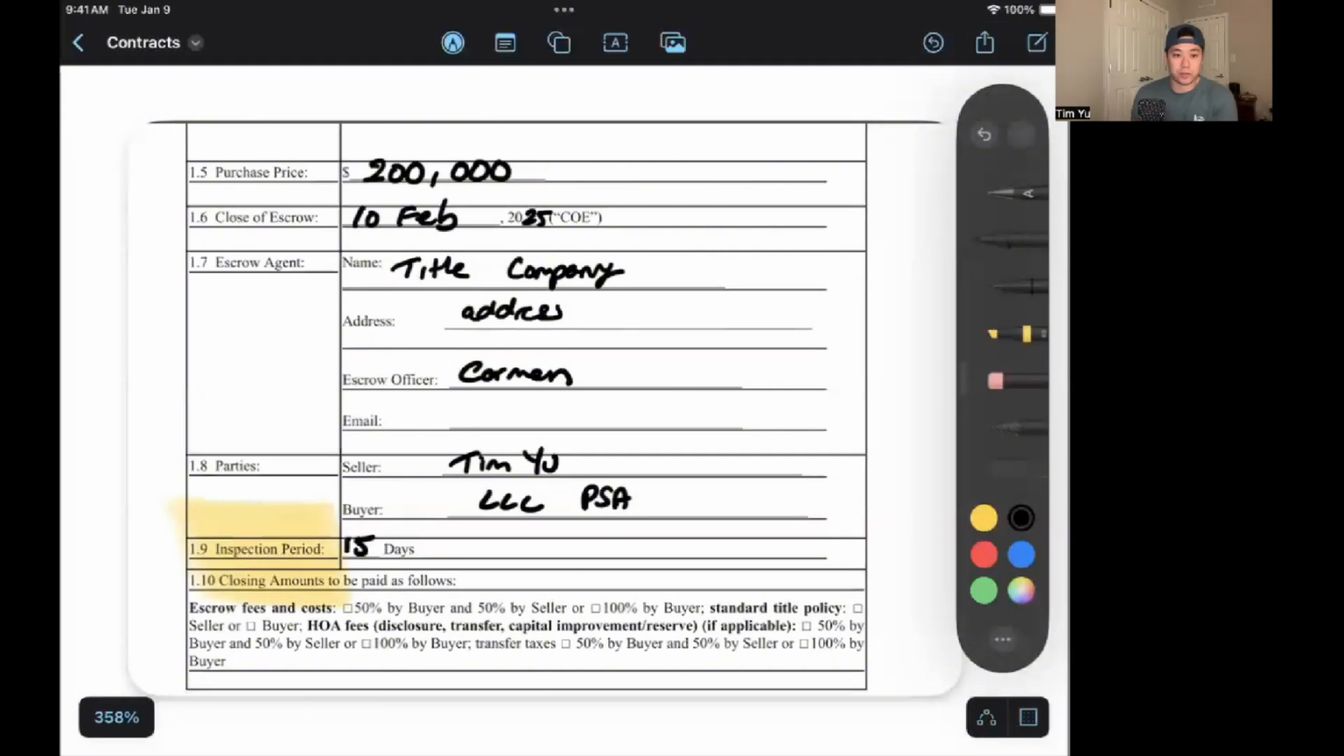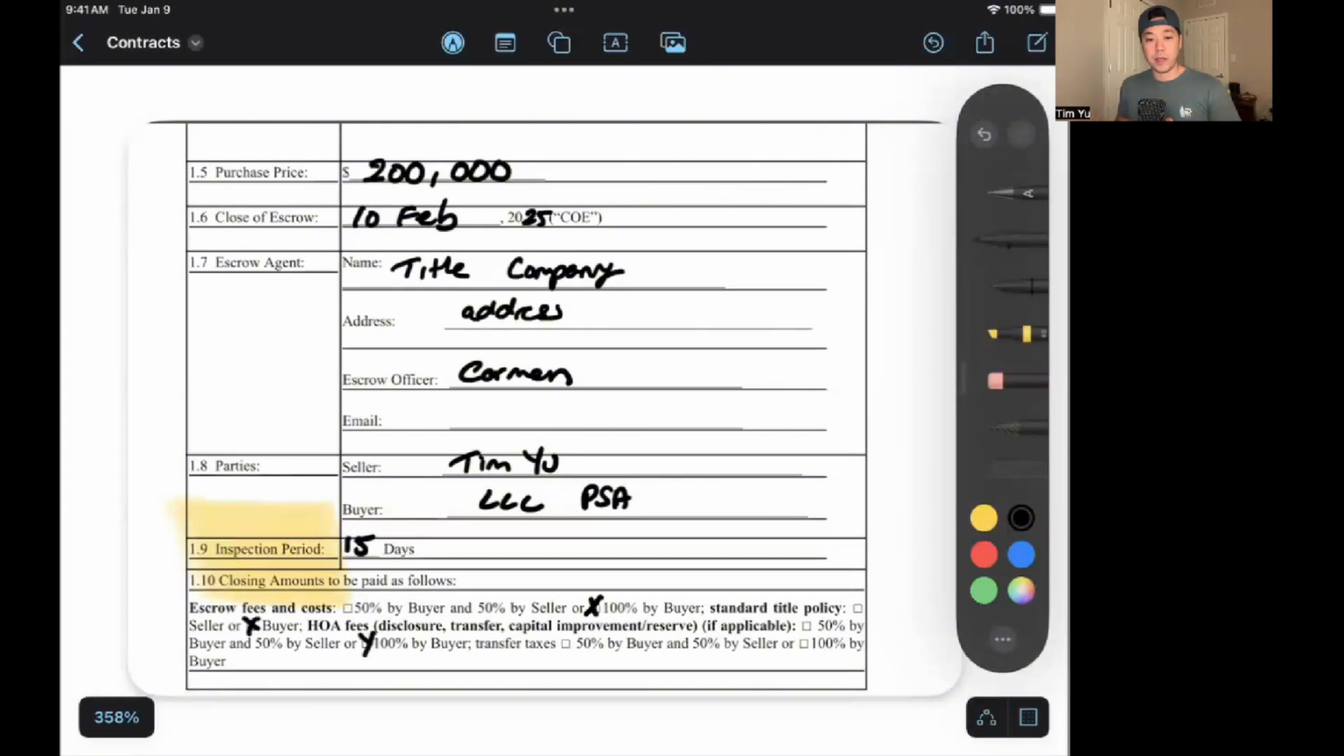So as you're scrolling down to 1.10, this is your closing amounts. This is what you tell the seller, right? That if you give a cash offer, you're going to cover all the closing costs. So this is escrow fees and costs, and these are all title fees, right? I usually cover 100% of that. Standard title policies, I will cover that. If there are any weird HOA fees, I'm going to cover that 100%.